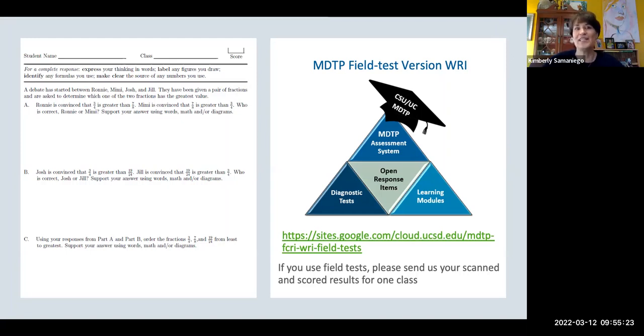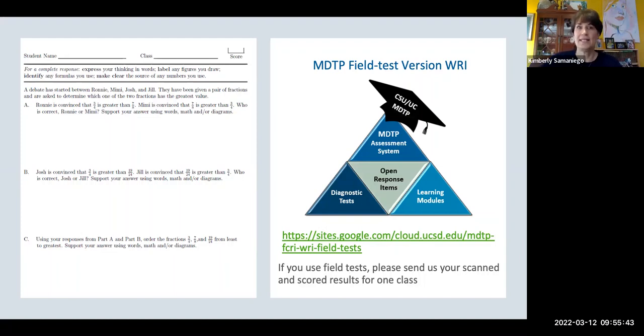But if you look at this, it says Ronnie's convinced 3/4 is greater than 7/8. Mimi's convinced that 7/8 is greater than 3/4. Who's correct? So it's walking through, breaking apart that one problem where they had to order into smaller pieces. And then at the end, it's like putting it all back together.